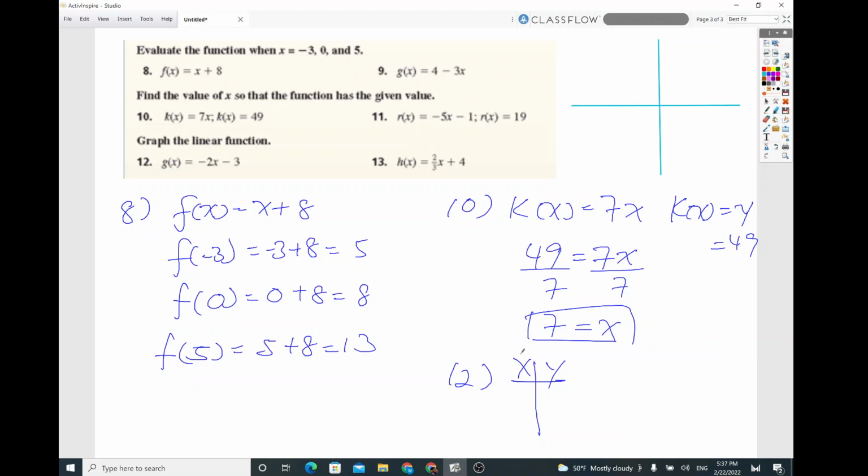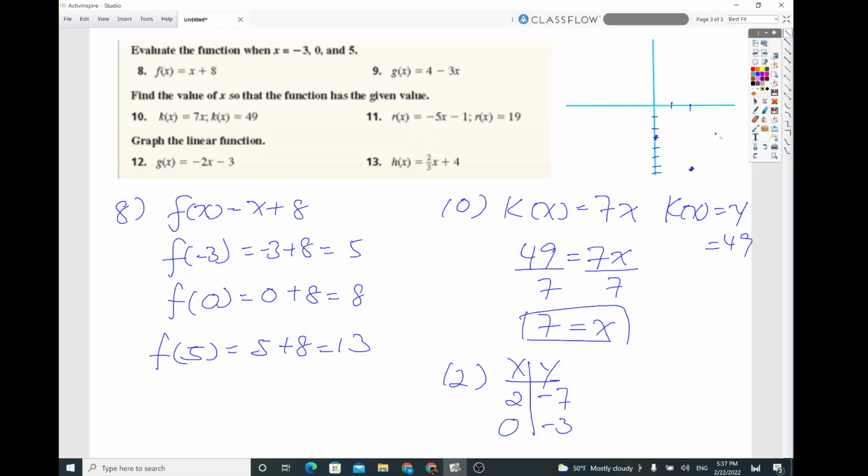So let's plug in 2. Negative 2 times 2 is negative 4. Negative 4 minus 3 is negative 7. So we got 2 comma negative 7. So 1, 2, 1, 2, 3, 4, 5, 6, 7. Well, that's down. And then plug in something else. Let's say we use 0. Negative 2 times 0 is 0, minus 3, so negative 3. So 0 comma negative 3, the y-intercept. And then all you need to do is connect the dots. Okay, so that's going to be the straight line with this model. It's a linear function.